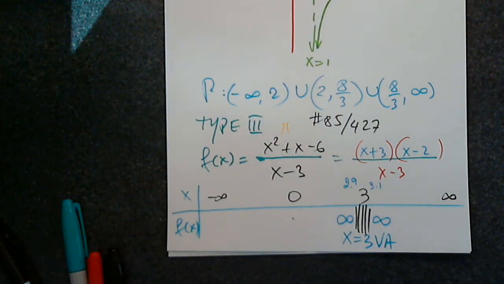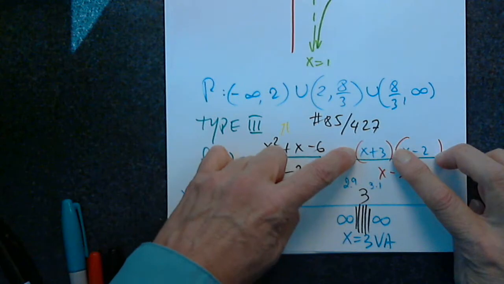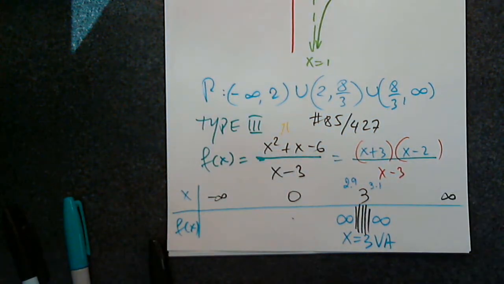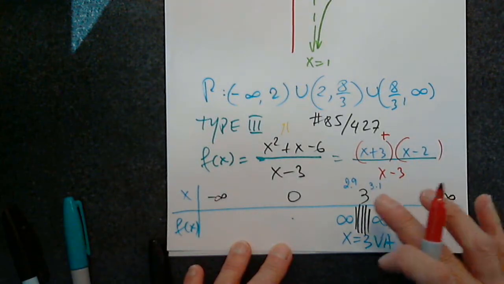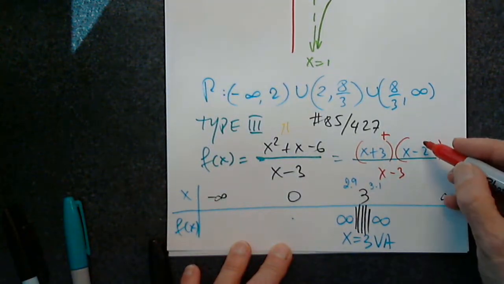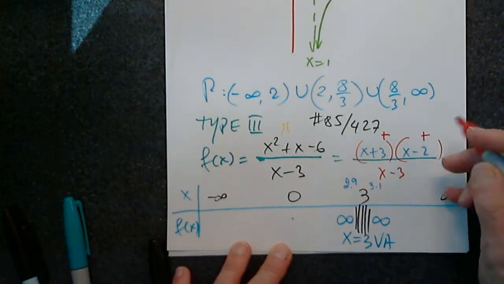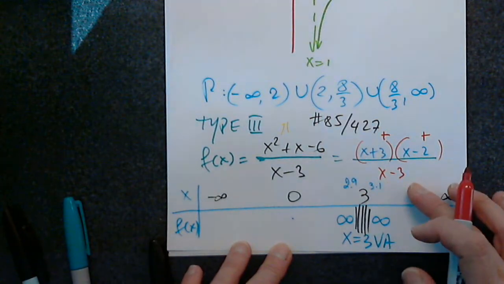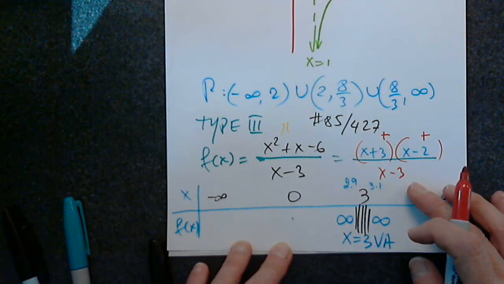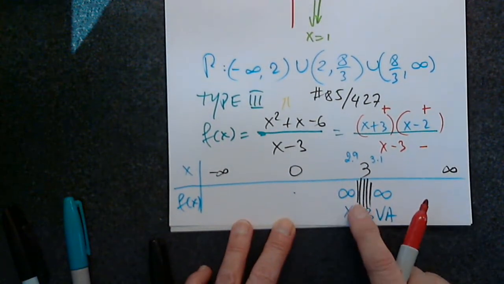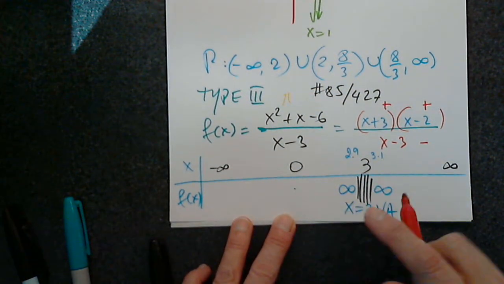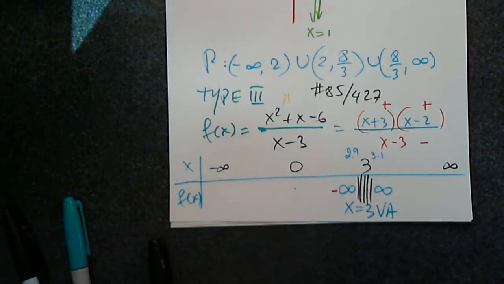When I plug in 2.9 in x plus 3, what sign do I get? Perfect. When I plug 2.9 in x minus 2, what sign do I get? Perfect. When I plug 2.9 in the denominator, what sign do I get? Very good. So then what is the sign on the left-hand side of x equals 3? Perfect. Awesome. Thank you. Now with 3.1.